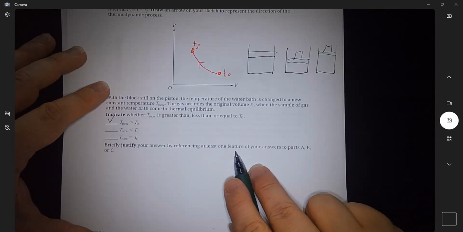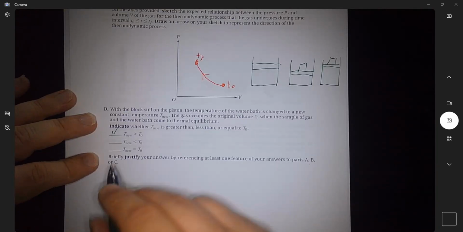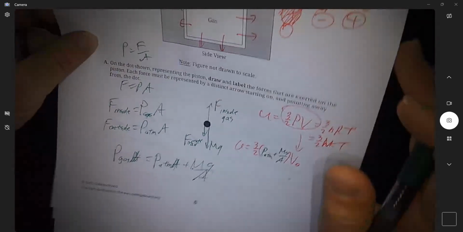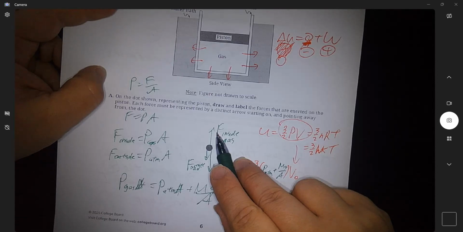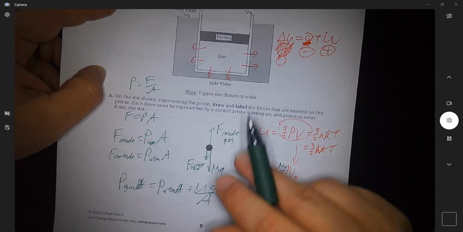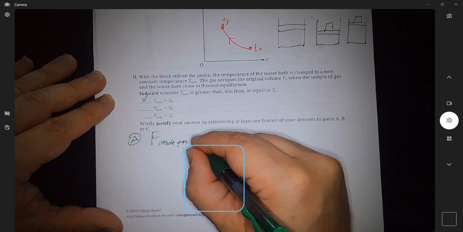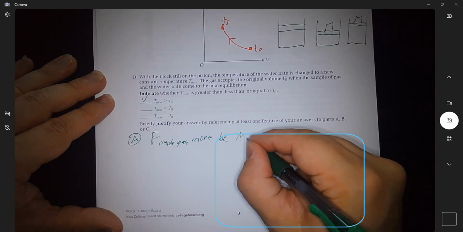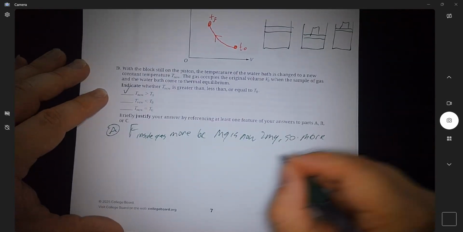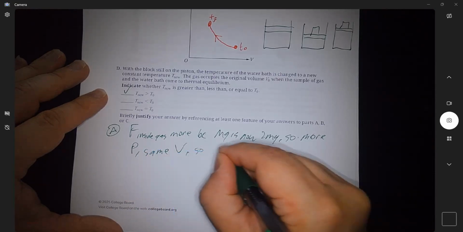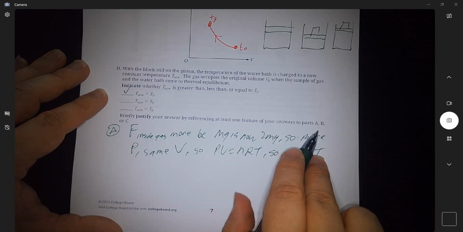Okay, referencing at least one feature of your answers in parts A, B, or C. So what I'm going to say is you can either say that the inside gas exerts more pressure but the same volume. If I look at part A, the F of the inside gas is more because the mg is now 2 mg, so more pressure but the same volume, so PV equals nRT, so more temperature. Okay, so that was the answer there.